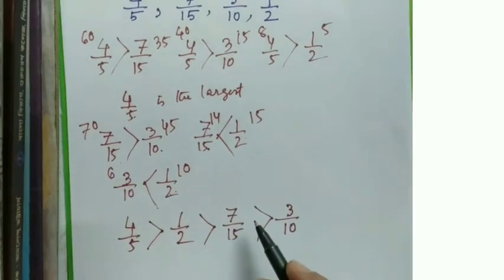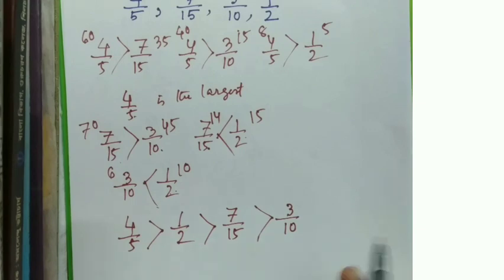So we'll have to make our sequence, our order like small to big. Which one is the smallest? 3 by 10. So our order will be 3 by 10, comma, 7 divided by 15, comma, half, comma, 4 divided by 5. So this will be the answer.